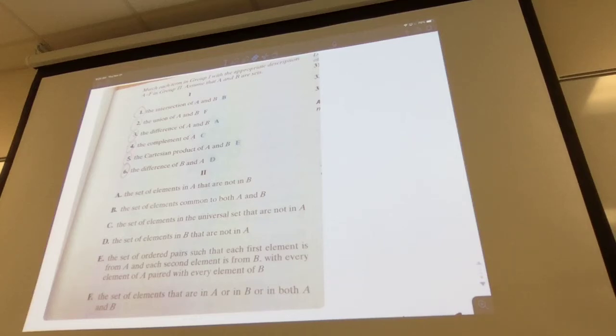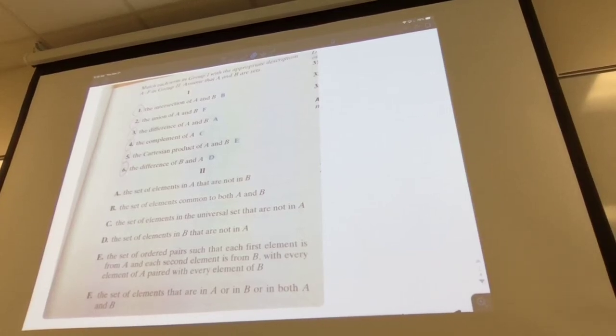Complement. So if you know what A is, the complement is everything that's not A. The wording for that is the set of elements in the universal set that are not in A.